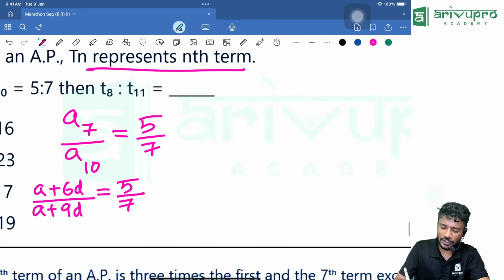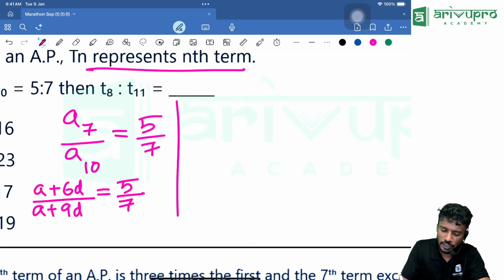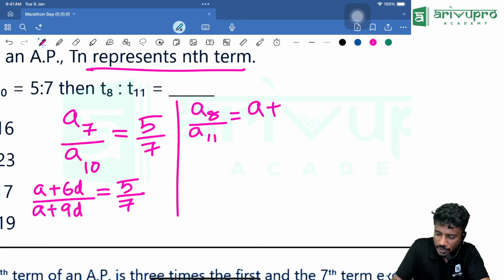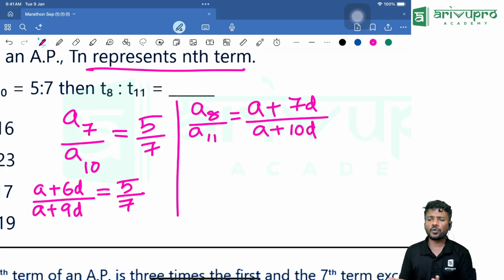Then what else is given in the question? They are asking us to find what? A8 divided by A11. That is nothing but A plus 7D divided by what? A plus 10D. Now, how can you find this ratio? Do you know the value of A or the value of D? We don't know anything.